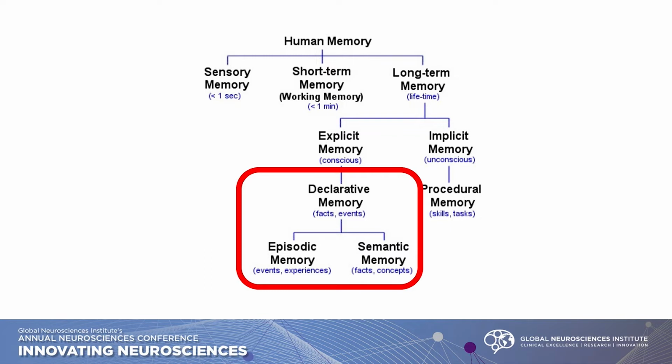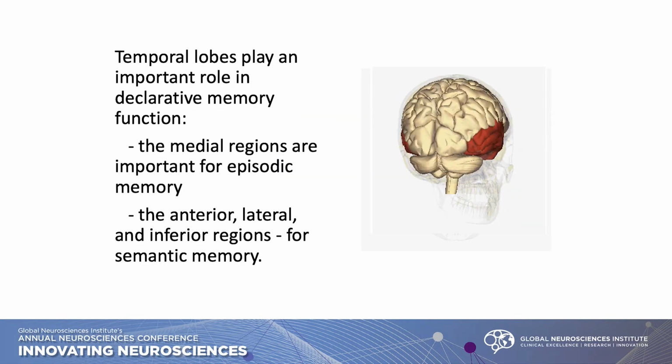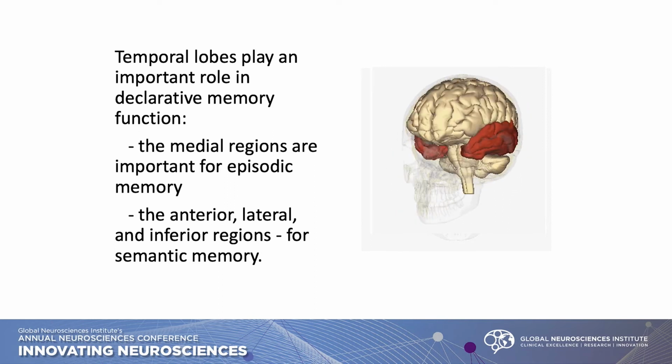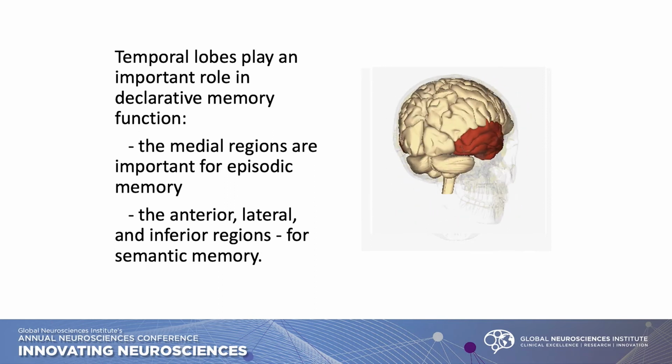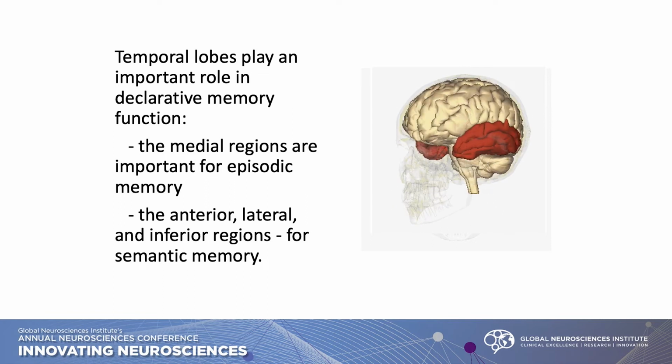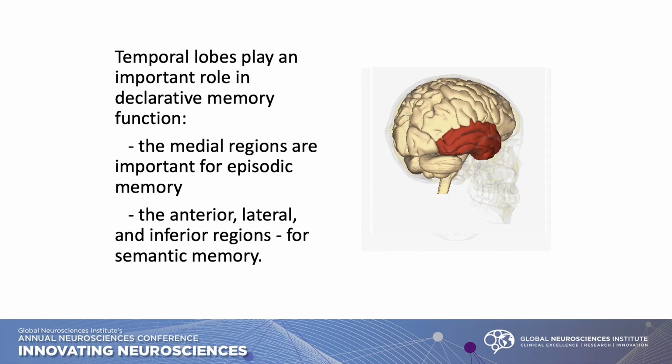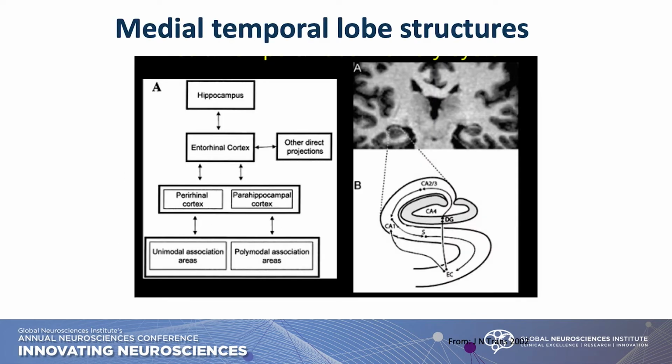And when we're evaluating patients for forgetfulness in the clinic, we're usually thinking about declarative memory. That is episodic memory, our ability to remember the actual episodes, what was happening, as opposed to semantic memory, which is responsible for storing the semantic information. And anatomically, the temporal lobes are heavily involved in memory formation, whether it's episodic or semantic. The more medial temporal regions are important in episodic memory formation, as opposed to the anterior, lateral, and inferior regions of the temporal lobe for semantic memory.